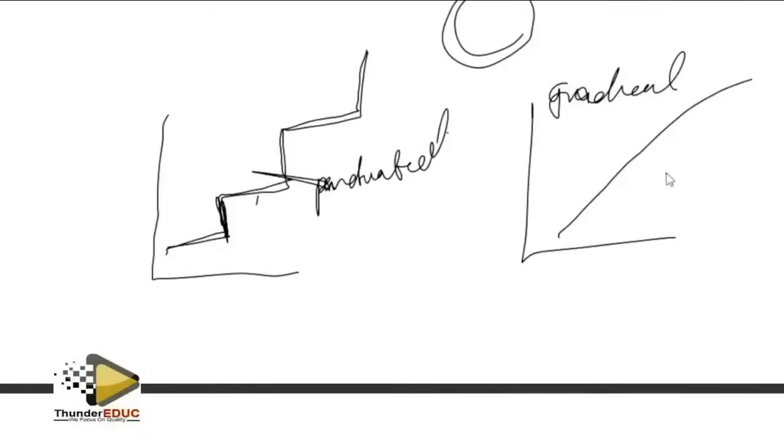Punctuated. What is this? Gradualism. Here you require a lot of time, while here it occurs in short periods. So in punctuated equilibrium, you have periods of no change and periods of change. And in most cases, punctuated equilibrium is caused as a result of mutation.